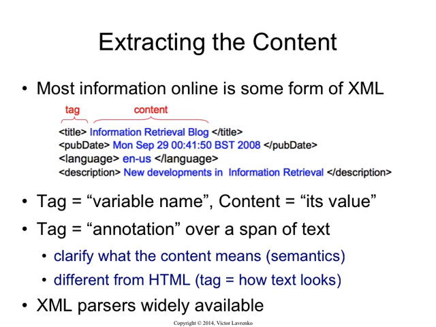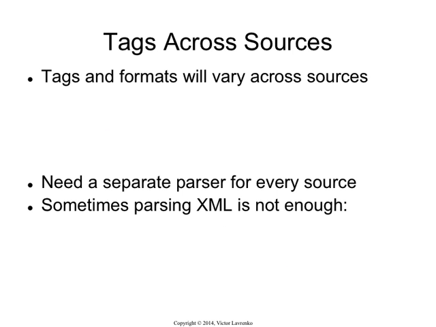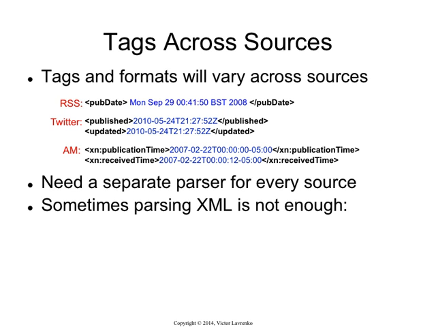XML parsers are widely available in just about every language, so it seems like it should be really straightforward to work with XML, and unfortunately that's not always the case. So the first problem that you'll bump against is the variance of semantics across different sources. For example, if you're dealing with feeds, we talked about blogs, Twitter and the like, they will use slightly different tags to denote the same thing. In blogs you will have the pub date tag, Twitter uses published and updated, and news aggregators could use something like publication time and receive time.